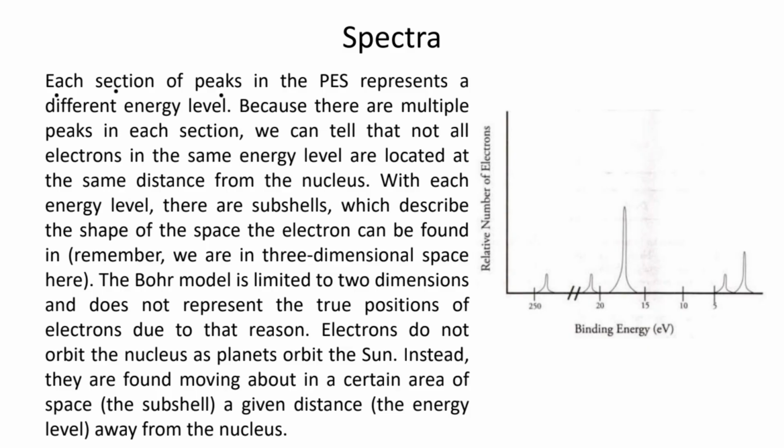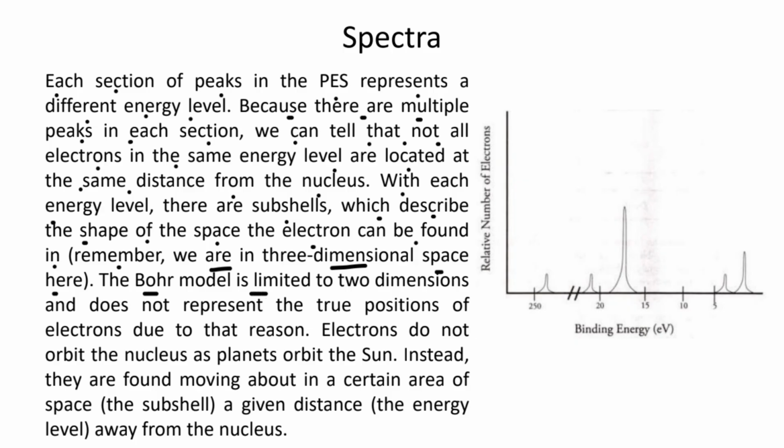Each section of peaks in the PES represents a different energy level. Because there are multiple peaks in each section, we can tell that not all electrons in the same energy level are located at the same distance from the nucleus. With each energy level, there are subshells which describe the shape of the space the electron can be found in. Remember, we are in a three-dimensional space here.